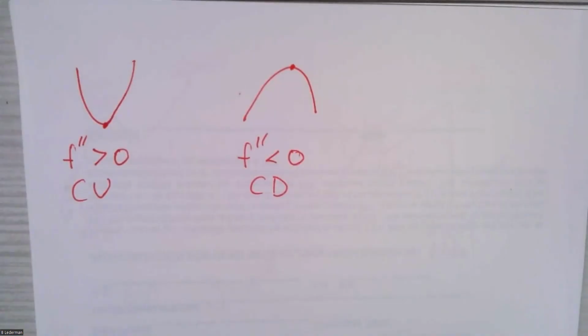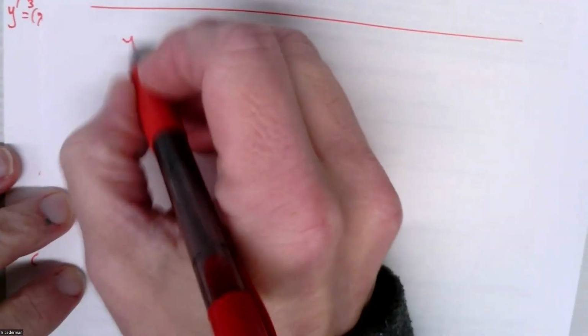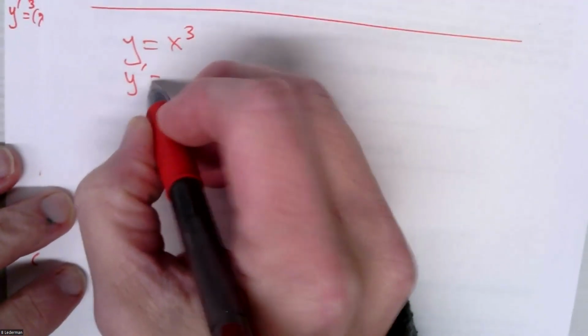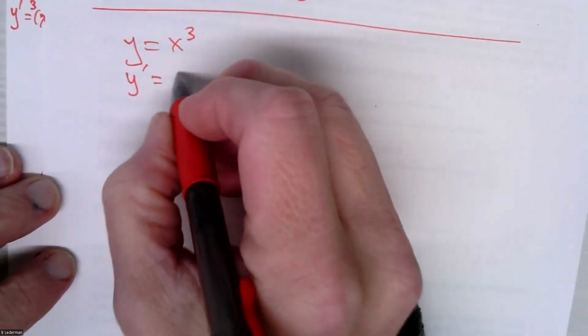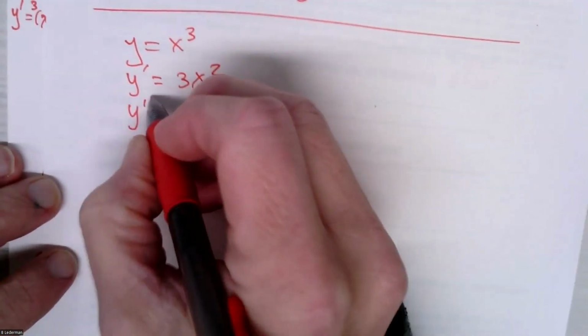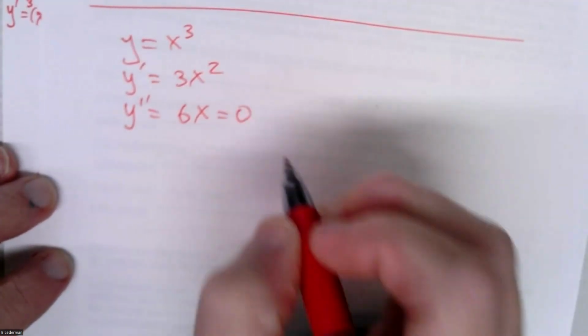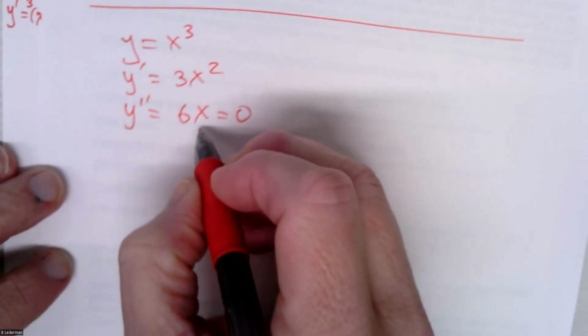Let's look at the examples we had earlier. We had an earlier example, y equals x to the third. In that case, y prime is equal to 3x squared, and y double prime is equal to 6x. If I set that equal to 0, I get y double prime equals 0 when x equals 0.